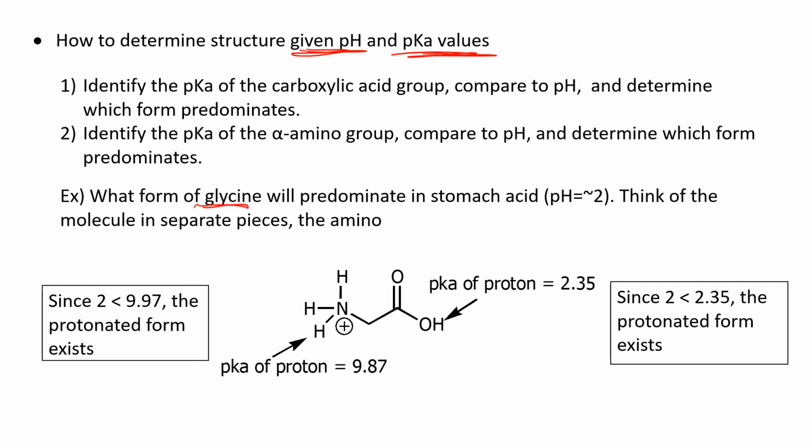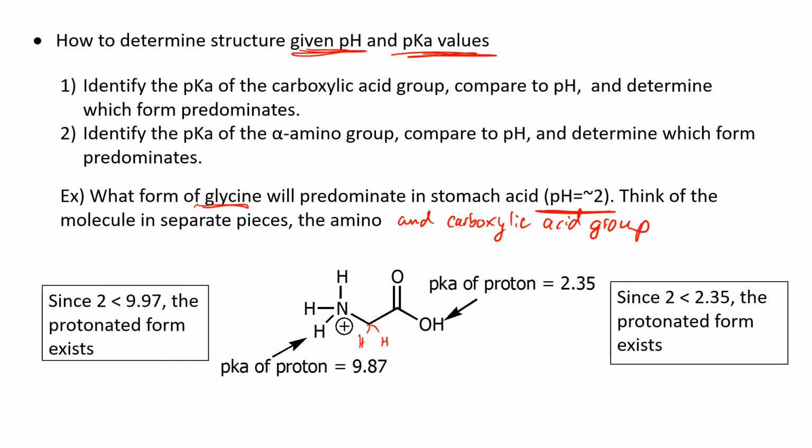So let's take a look at glycine. The R group is just a hydrogen. So there's 2 hydrogens. That doesn't really matter, but that happens to be glycine. And we're going to try to determine what form will predominate in stomach acid, in which the pH is roughly 2. Now I want you to think of the molecule in separate pieces, the amino group and the carboxylic acid group. We're going to focus on the molecule in halves.